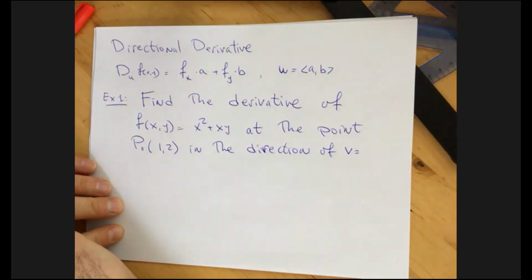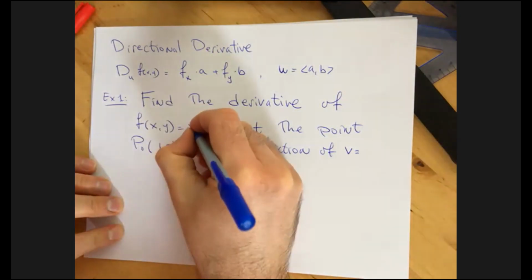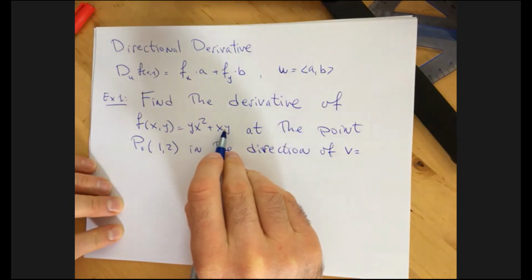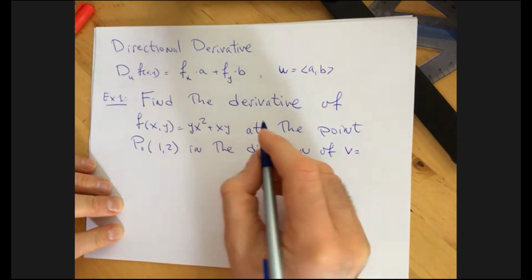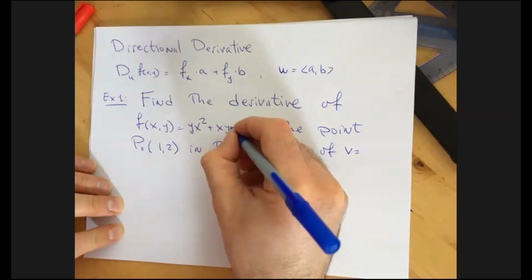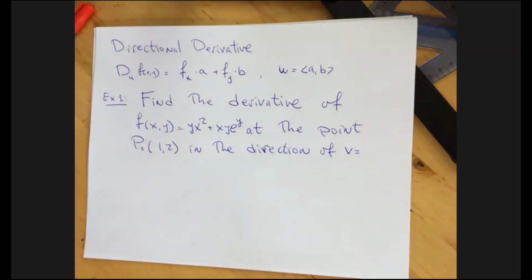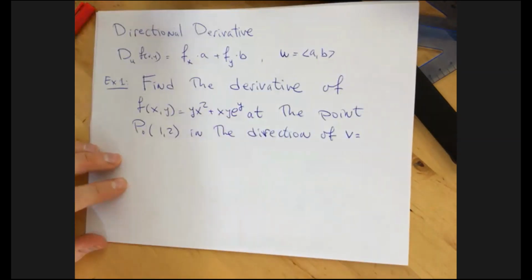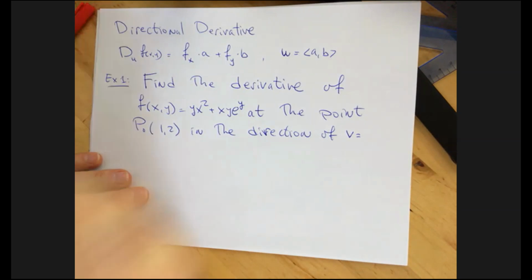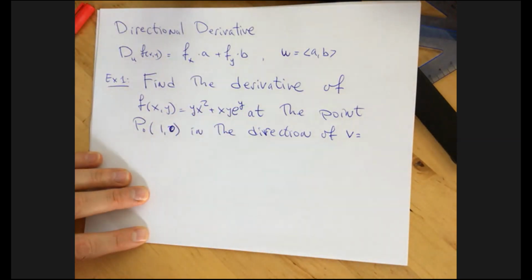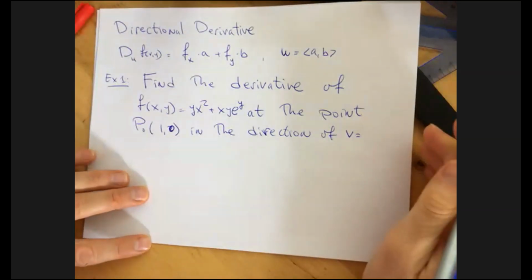How can I change this? y times x squared plus x times y times e to the power y. There you go. At the point, let's put 0 here because I want to evaluate e to the power 0, a little bit easier, right? And then give me two values.